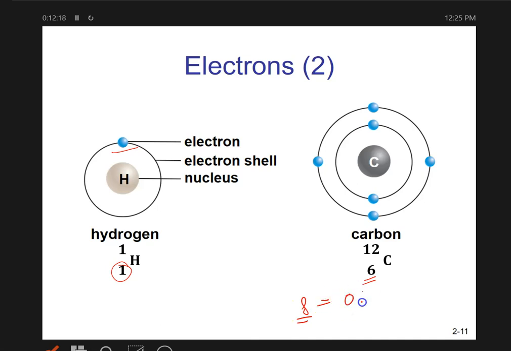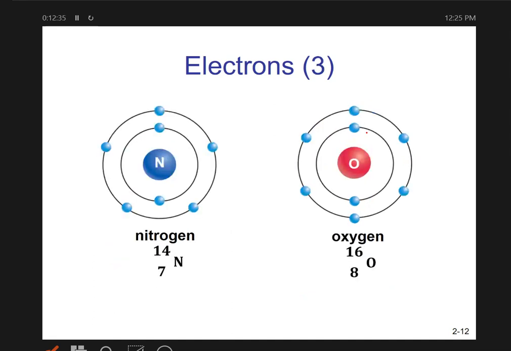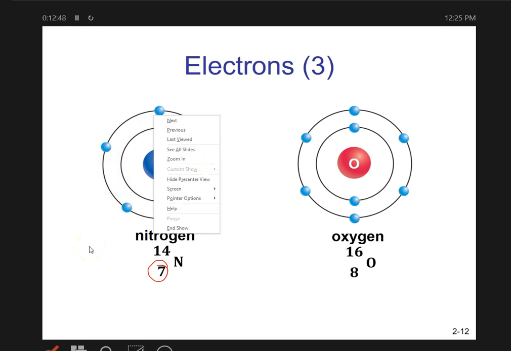Remember I told you the octet rule? So what is the octet? Octet means 8. So here every shell can hold only 8 electrons, not more than 8, except the first one. The first one can hold only how many? 2 electrons. All right. So now let's look at nitrogen. Nitrogen, look at the atomic number, which is 7. So therefore the number of protons is 7, electrons is 7. First shell 2, and the second shell will get how many? Will get 5.